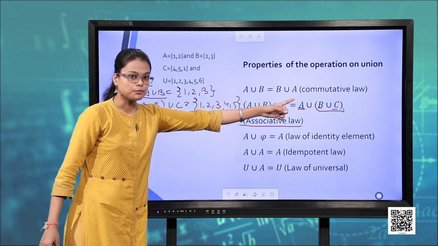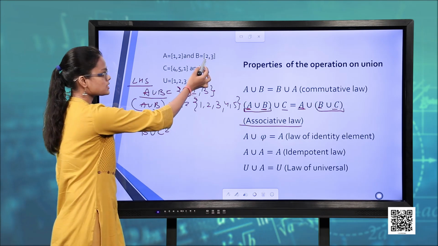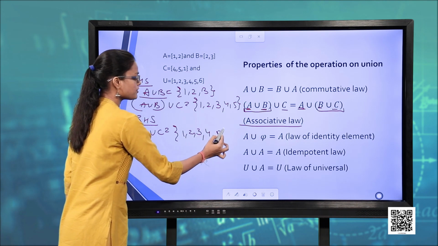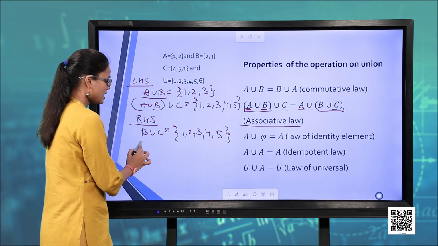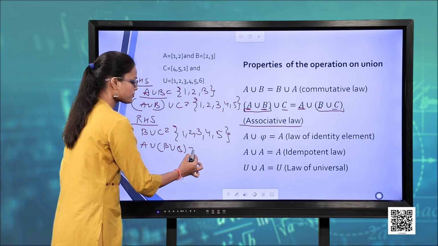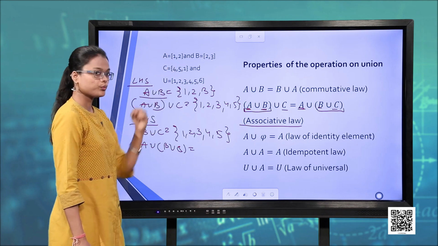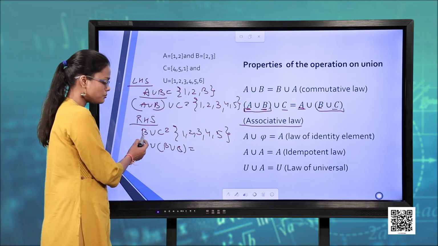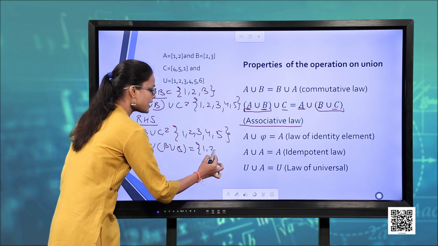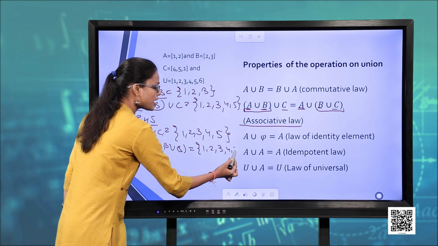We have to first find B union C. What is B union C? It is 1, 2, 3, 4 and 5. And A union B union C: you may see A consists of elements 1 and 2, and 1 and 2 are already present in B union C. So B union C will be the answer for it, that is, the elements in A union B union C are 1, 2, 3, 4 and 5.